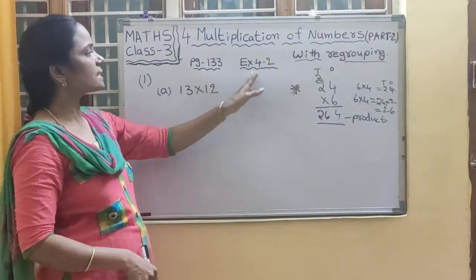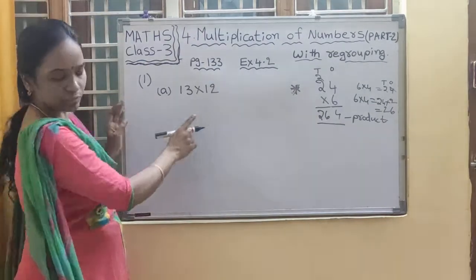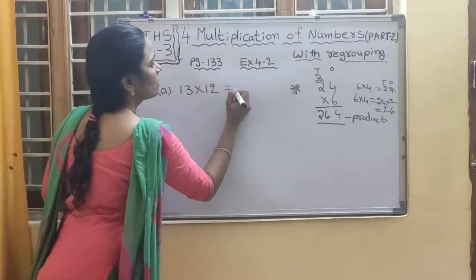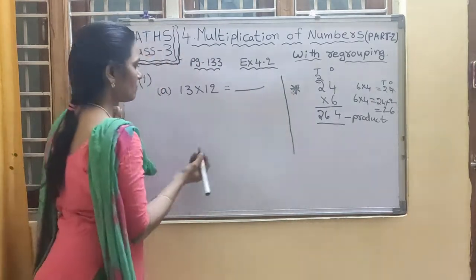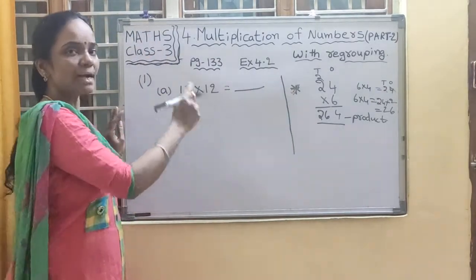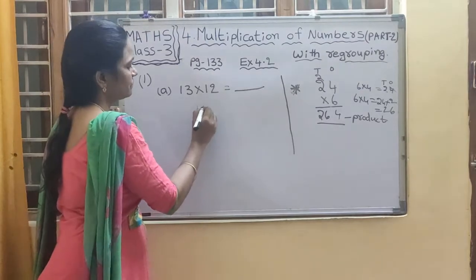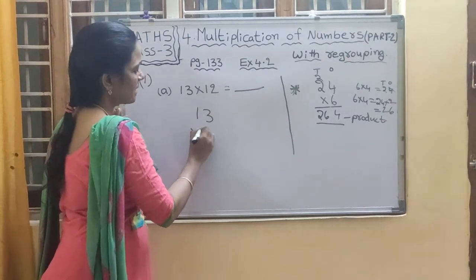Now coming to exercise number 4.2. This one I am going to do: 13 into 12. What is the product we have to write? So here it is a 2-digit number by a 2-digit number. 13 into 12.